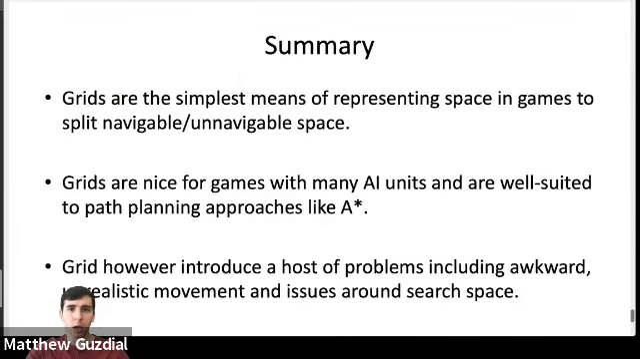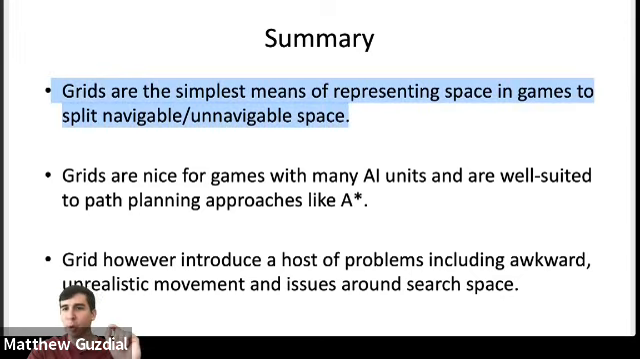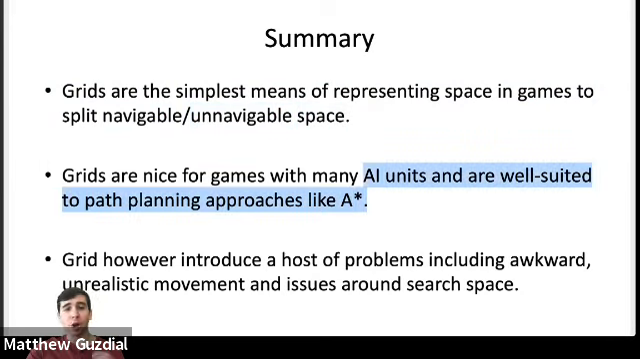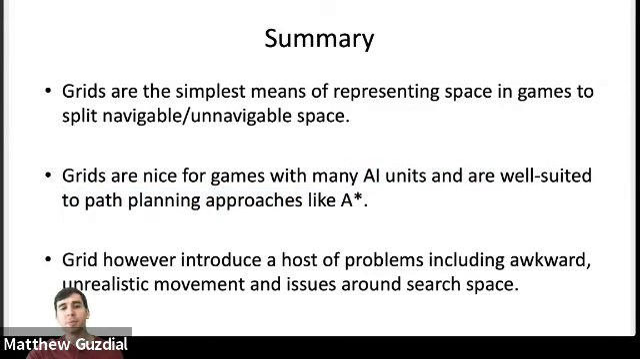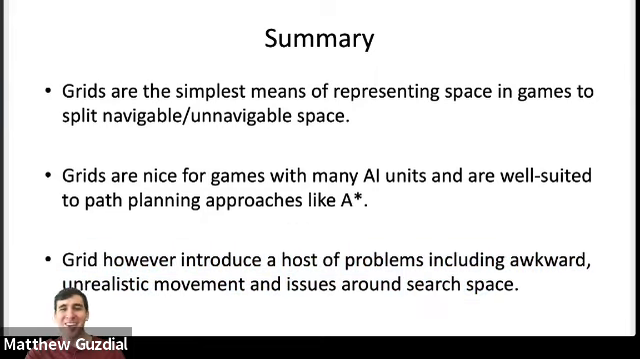And then, last but not least, we've got a quick summary before we jump into assignment 1. So, summary here: grids are the simplest means of representing space in games to split navigable space, where we can be, and unnavigable space, where we can't be. Grids are nice for many AI units and are well suited to path planning approaches like A*. So they're good for things like tactics games or puzzle games. Grids, however, introduce a host of problems, including awkward, unrealistic movement and issues around the search space. We will attempt to solve those problems with new ways of representing the space in the coming lectures.